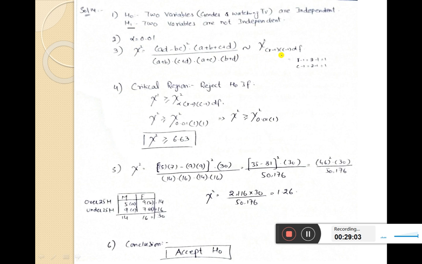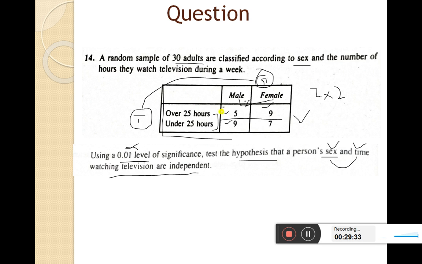Now chi-square has R minus 1 and C minus 1 degrees of freedom. The total rows are 2, so 2 minus 1 is 1. The total columns are 2, so 2 minus 1 is 1. Step number 4, critical region. Reject H0 if chi-square is greater than or equal to chi-square alpha with R minus 1, C minus 1 degrees of freedom, where alpha is 0.01. There are two rows and two columns.